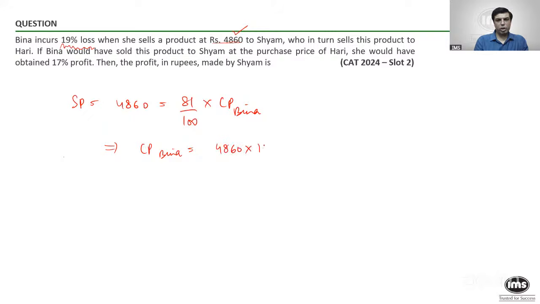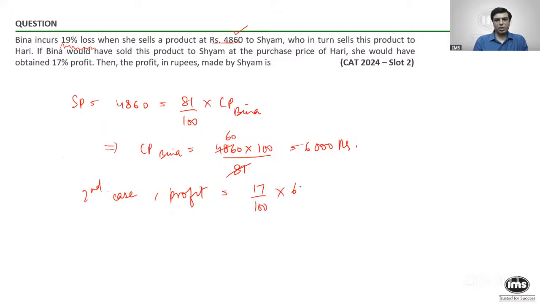4,860 into 100 upon 81 is 6,000 rupees, right? And now in the second case, she is making 17% profit, obviously on her cost price. Profit and loss is something that you make on your own cost price, right? So what will be the profit in the second case? It is 17% of 6,000 rupees. That is nothing but 1,020 rupees.